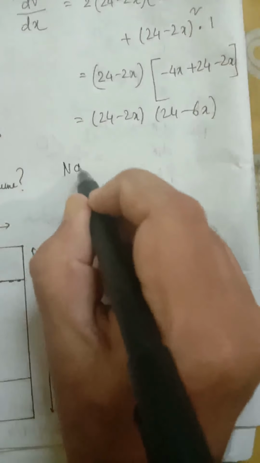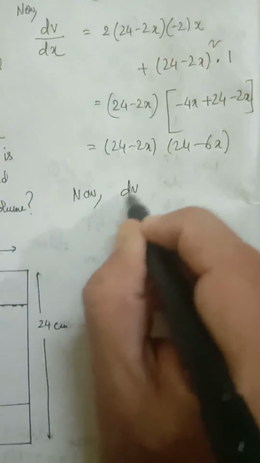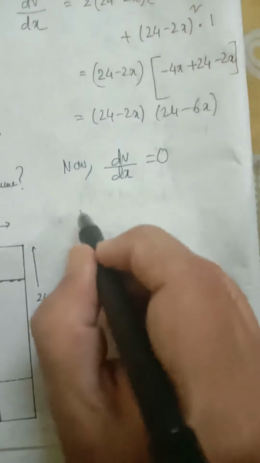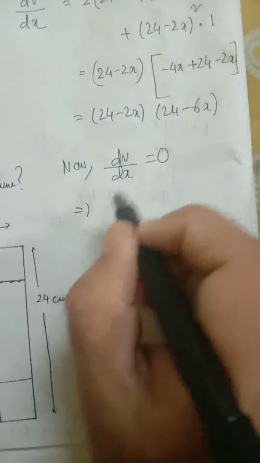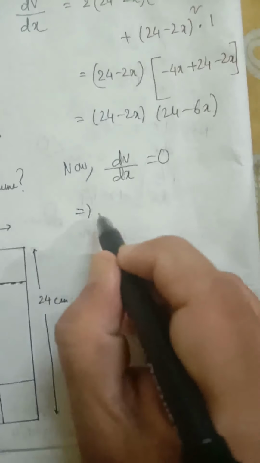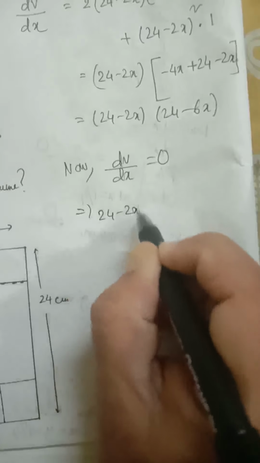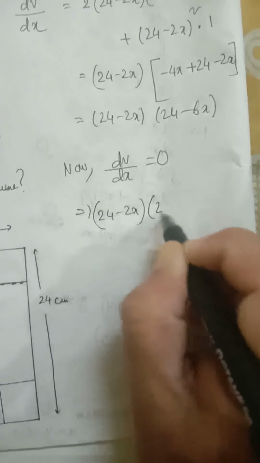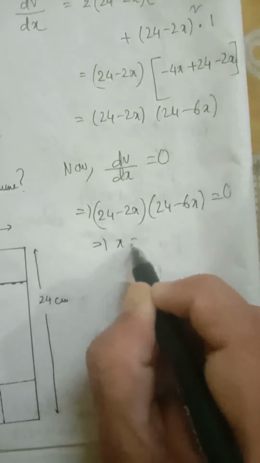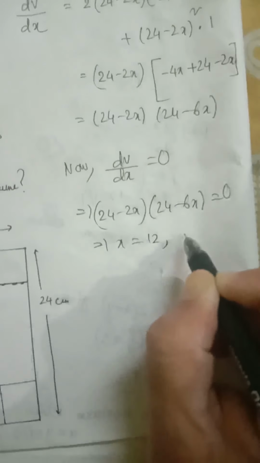Now the normal procedure is: first find dV/dx, and next solve dV/dx equal to 0, because we have to find where V will be maximum. This will give us the stationary points: (24 minus 2x) into (24 minus 6x) equal to 0. So x equal to 12 or x equal to 4.